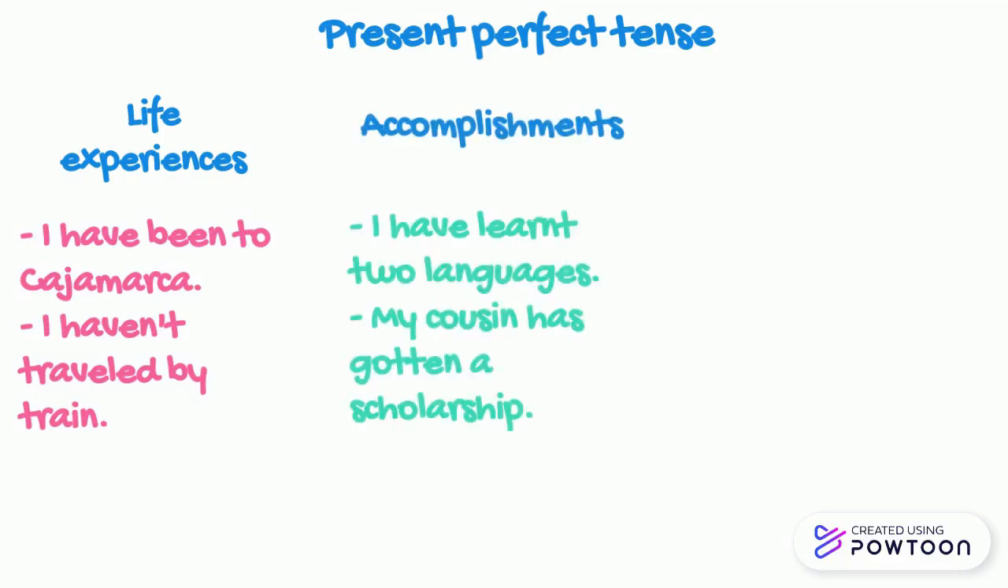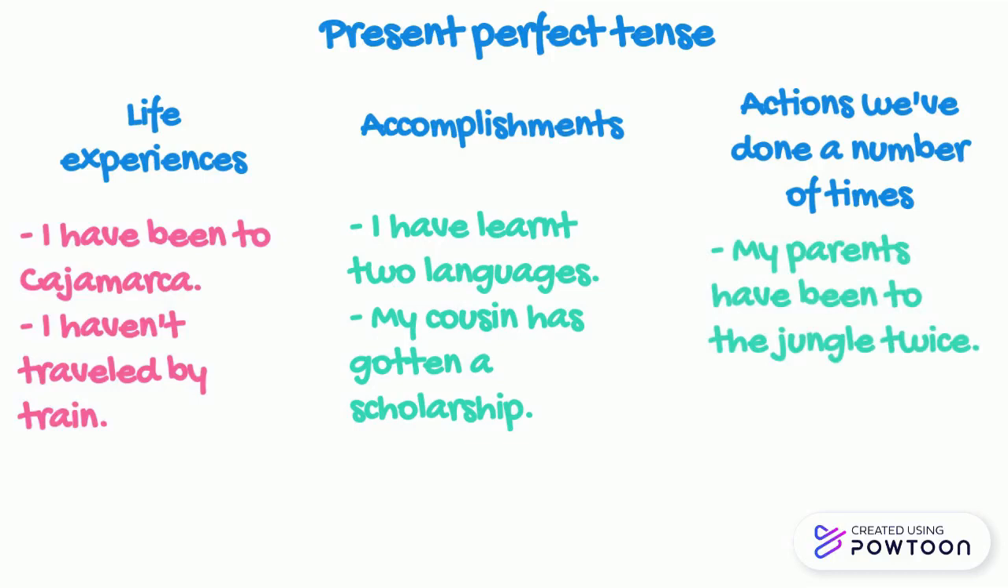Accomplishments, I have learned 2 languages. My cousin has gotten a scholarship, that's an accomplishment. And finally, actions we have done a number of times. For example, my parents have been to the jungle twice. Okay, so those are the uses.